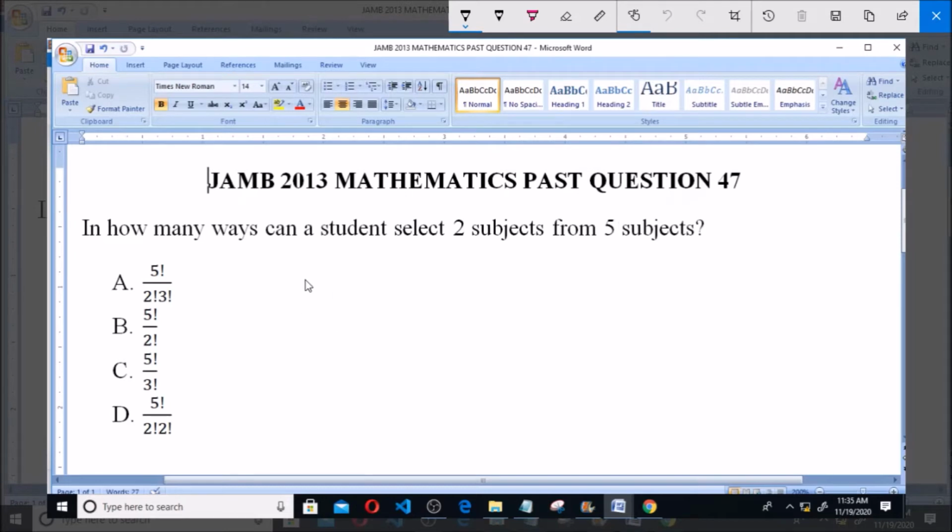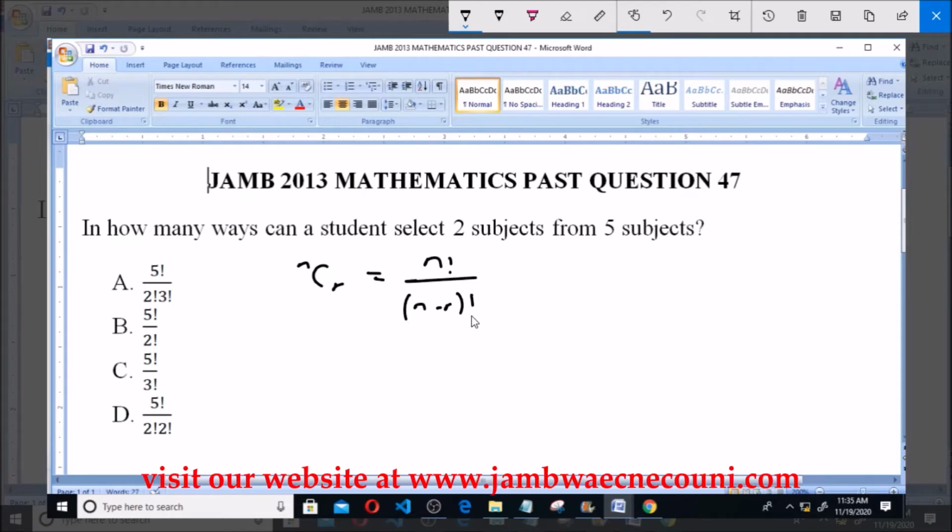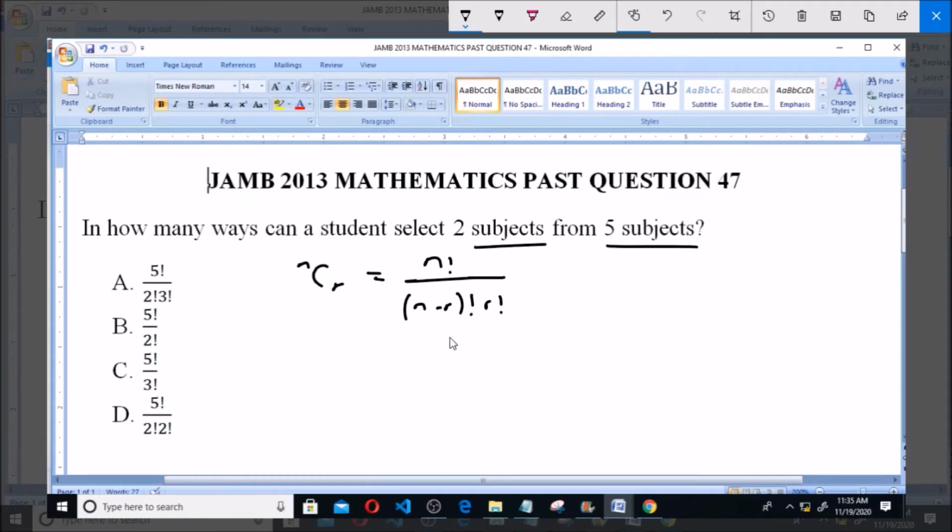That is, we know that n combination r is given as n factorial all over n minus r factorial multiplied by r factorial. Now we're asked to pick the number of ways by which a student can select two subjects from five subjects. Sorry, that is five combination two, because you're trying to select two subjects from five subjects. So that's five combination two.